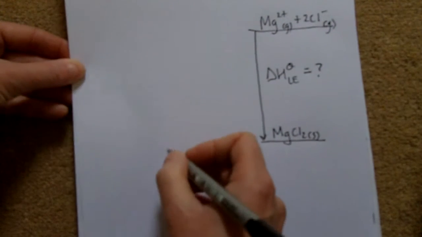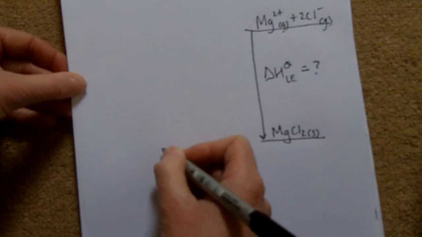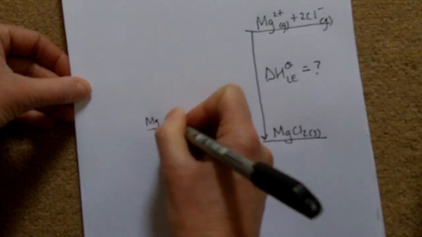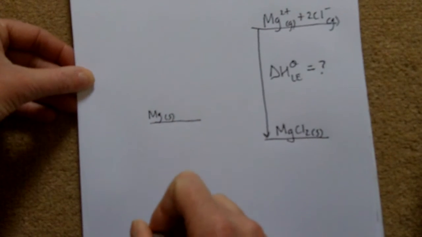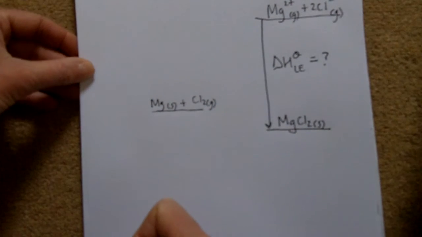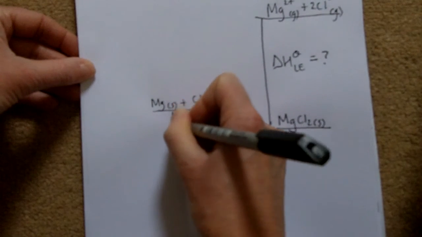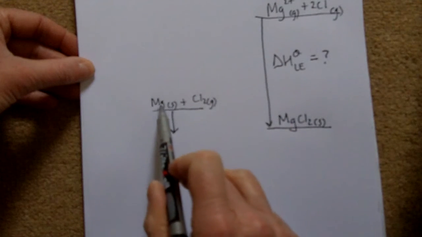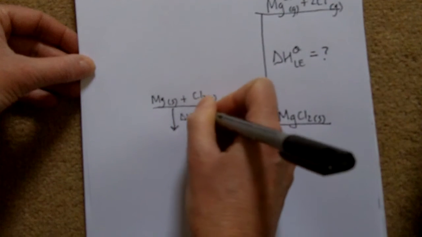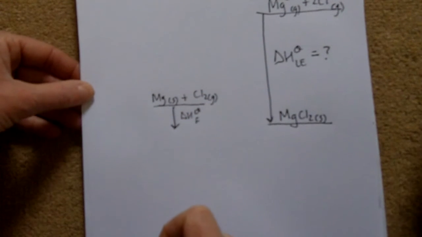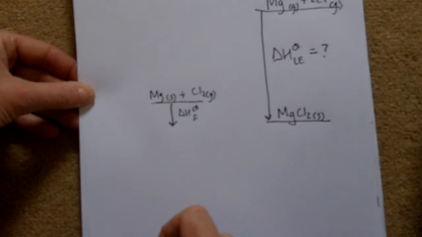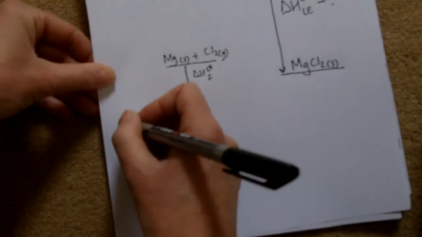All right, the next thing we're going to do is start just a little bit up on the left. I'm going to start with the elements in their standard states: magnesium solid and Cl2 gas. Going from the elements in their standard states to the compound is called the enthalpy change of formation. Do you remember the definition for formation? Formation is the enthalpy change.